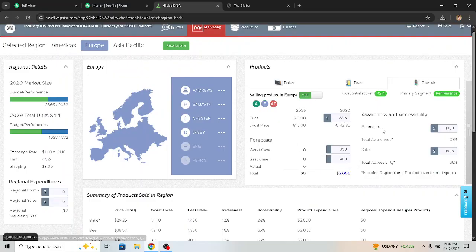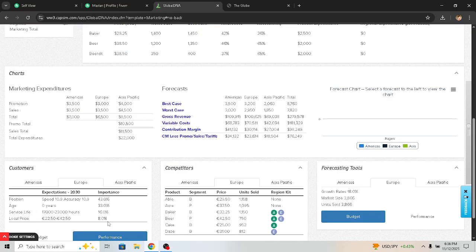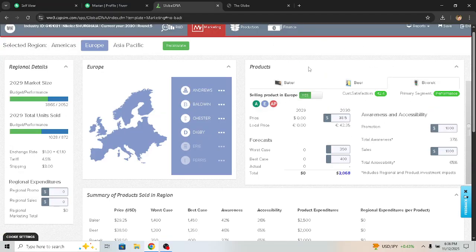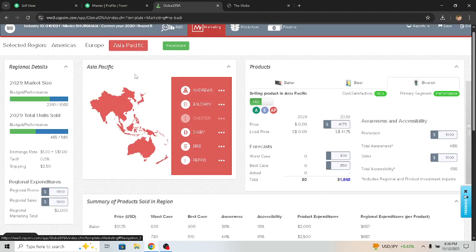We'll go to the next product, which is Borek. In Borek, it's a new product in Europe. It's the first time we are selling it, and because it's in the performance market segment, customers here don't really care about pricing, and we realize that it's between 22.50 and 42.50 euros. So here we settled for 42.35 euros. A promotion budget and a sales budget of 1,000 for both. Worst case of 350, and we gave it a best case of 400. And we are having $2,068 here, which means we are operating in profits.